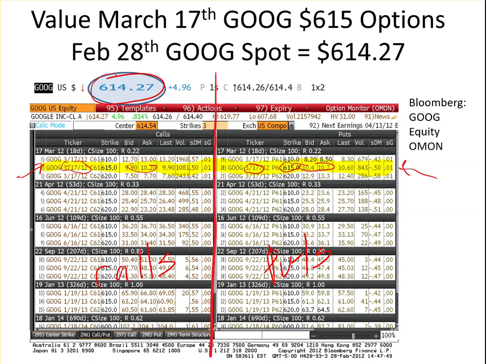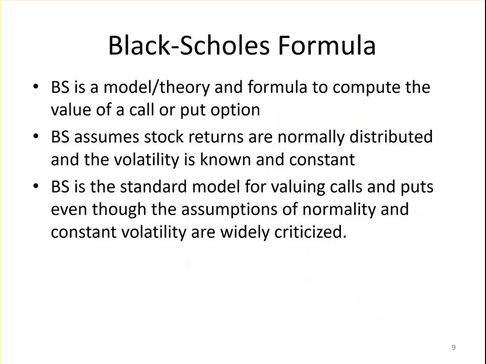So that's the market prices. When I say around those prices, I'm looking at the bid and ask prices. Those are the current indications for the price to buy or sell the option. So what we're going to do is try to value the option using the standard Black-Scholes model.